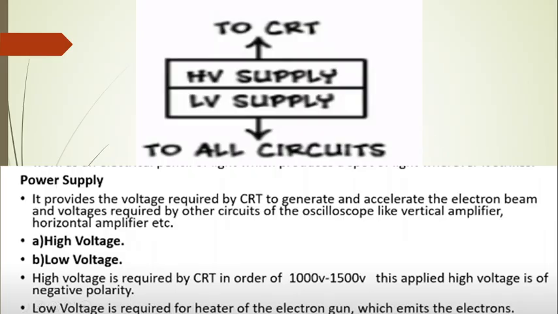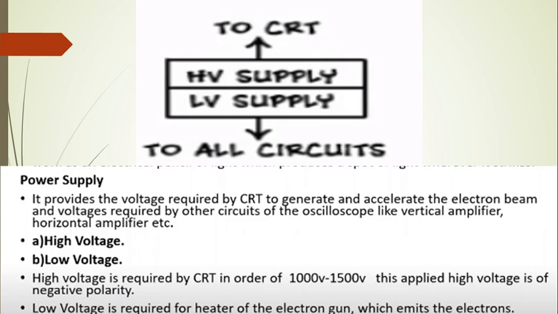Now next is power supply assembly. It provides the voltage required by the CRT to generate and accelerate the electron beam, and the voltage required by other circuits of the oscilloscope like the vertical amplifier, horizontal amplifier, etc. High voltage and low voltage.